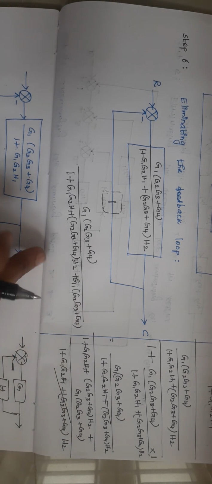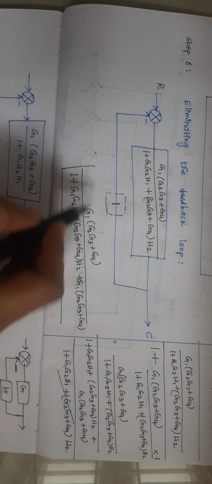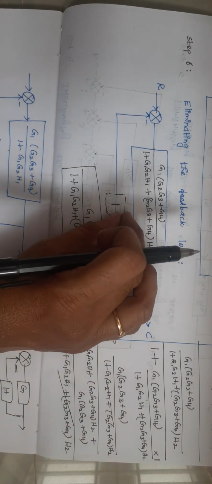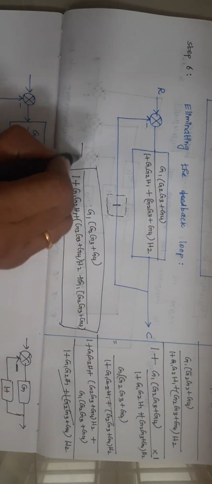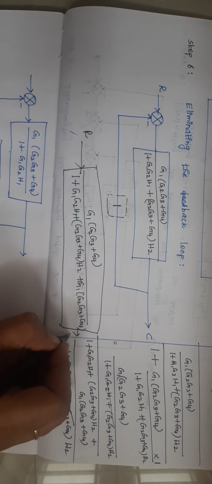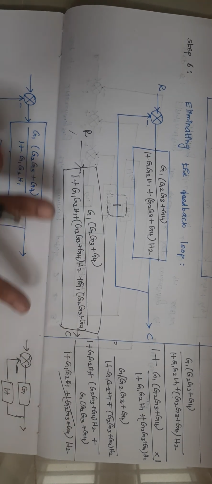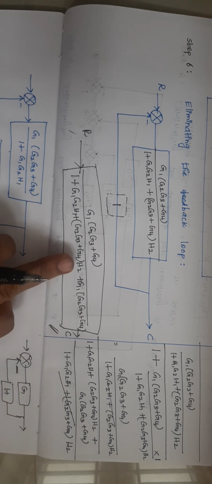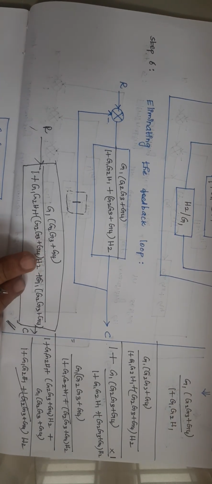So this is our final transfer function, because here we have reduced this feedback loop finally to a single block, and this is your respective input R and this is our respective output C. So this is our final answer. This is our closed loop transfer function of the given block diagram.